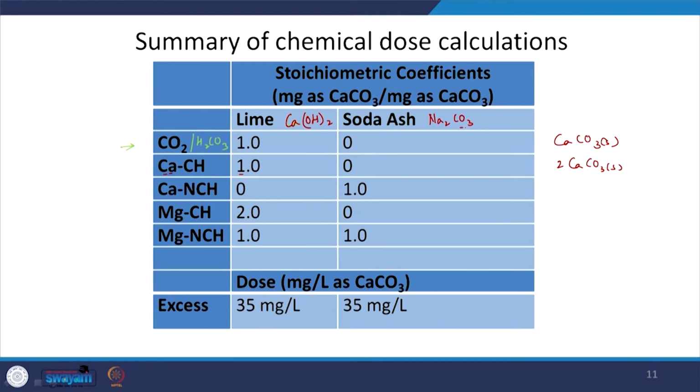I need a source of CO3 2 minus. So that's why I am adding soda ash and I am not adding any relevant lime. So what is it that will precipitate out? CaCO3, the relevant solid. What about magnesium, the carbonate hardness?